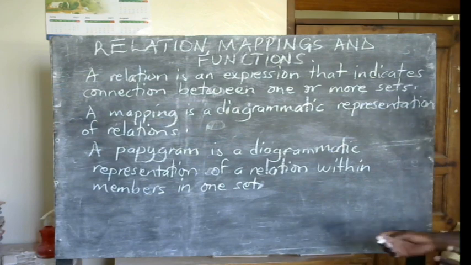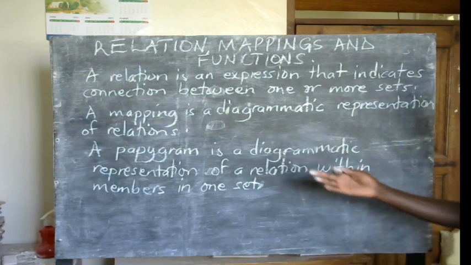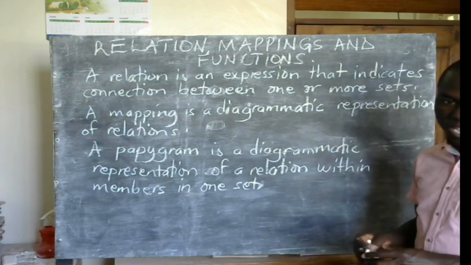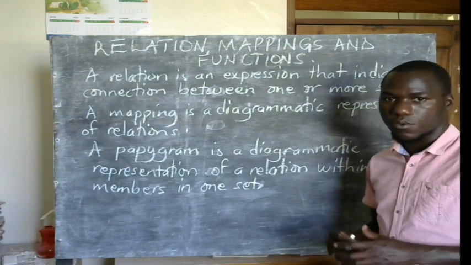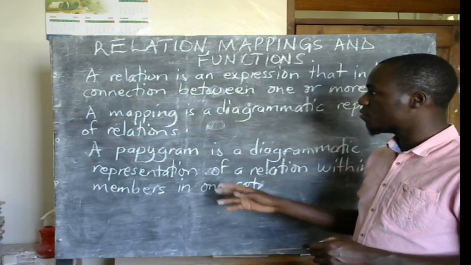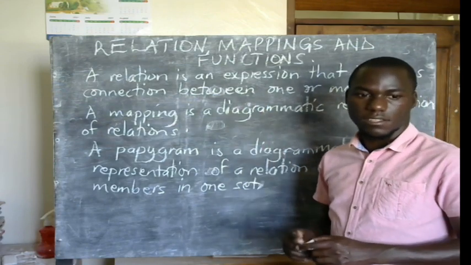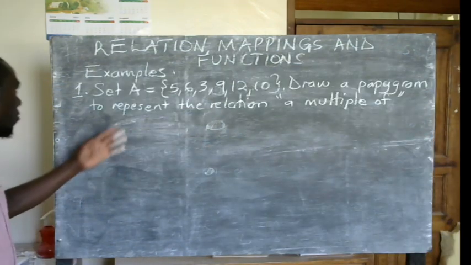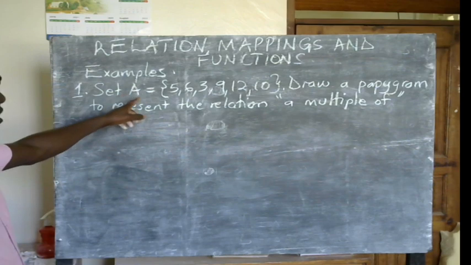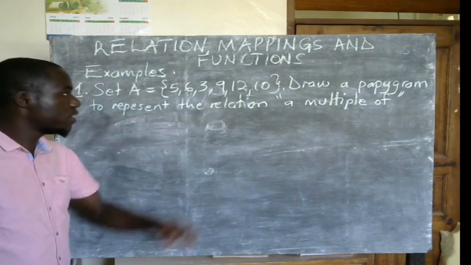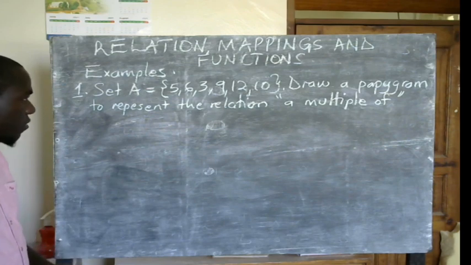So we are going to first look at these relations, how they are connected to the papygrams, and then there is also arrow diagrams. We are going to look at them also together with the papygrams and mappings, and together with the relations. So example 1. Set A, which is 5, 6, 3, 9, 12, 10, draw a papygram to represent the relation, a multiple of.